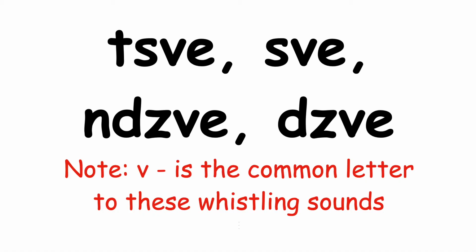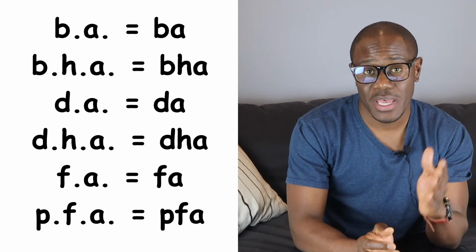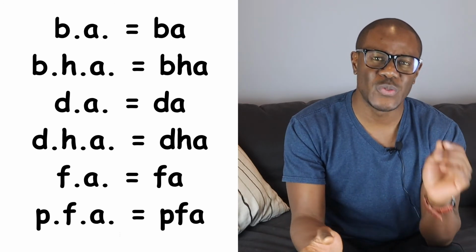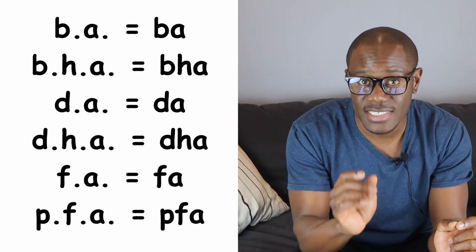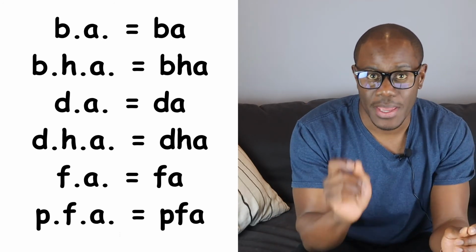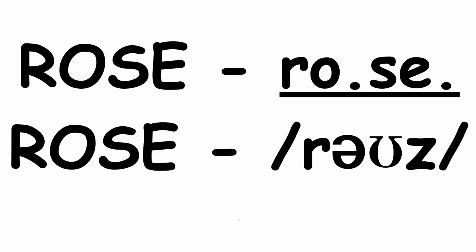Shona has some very rare whistling sounds in some of their words. For example, Tswe, Shwe, Nje, Dje. Please remember, don't confuse B-A, ba, and B-H-A, bha. Don't confuse D-A, da, and D-H-A, dha. Don't confuse F-A, fa, and P-F-A, pfa. And the R sounds in Shona are slightly different to the R sounds in English. In Shona we have ro, se. In English you have rose.